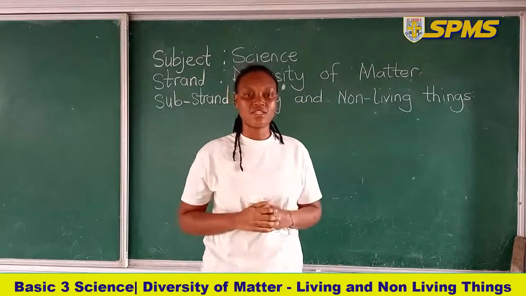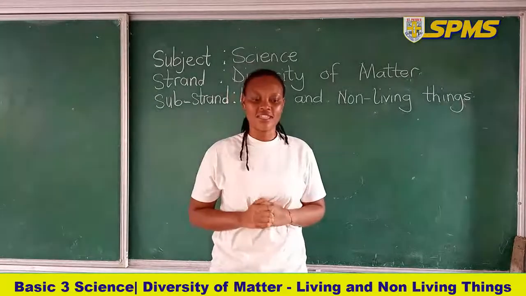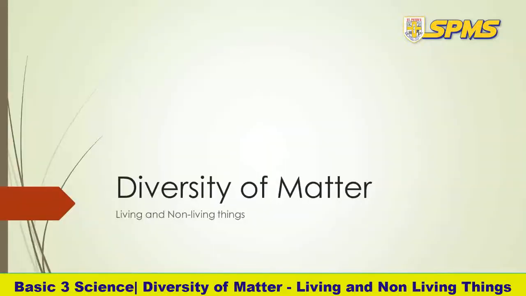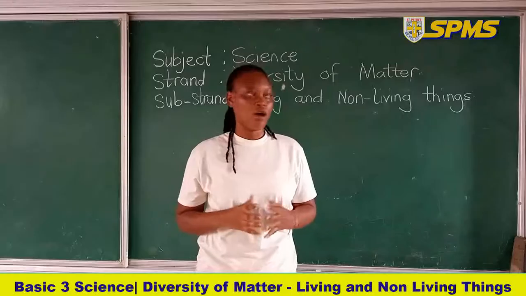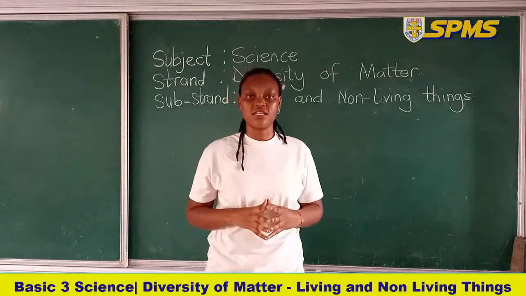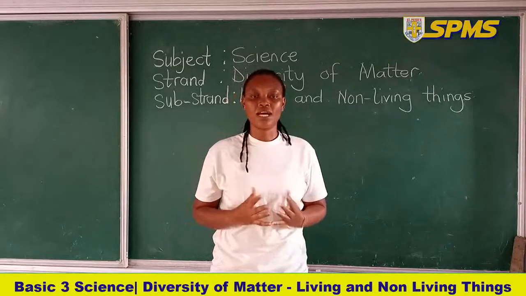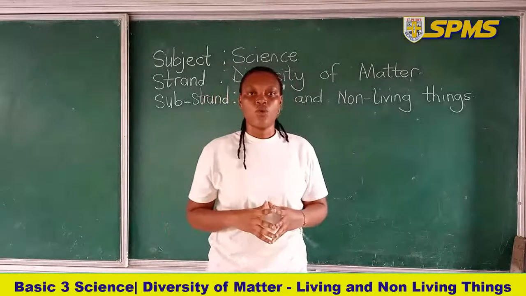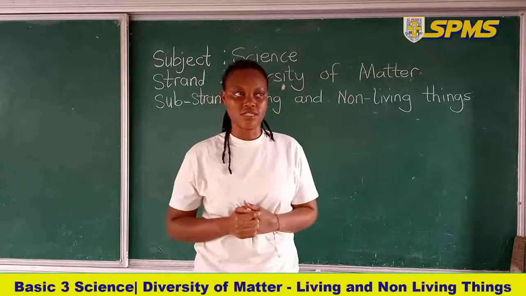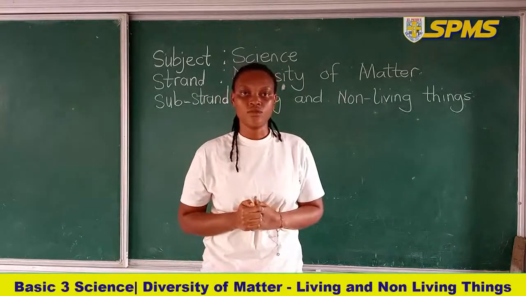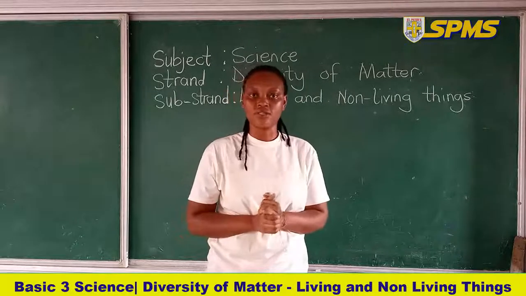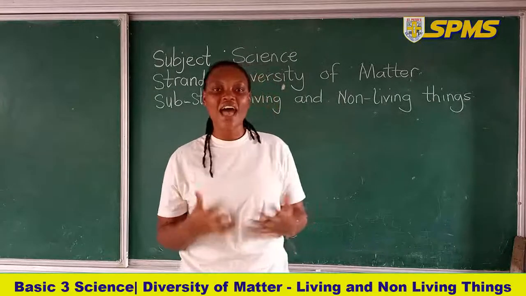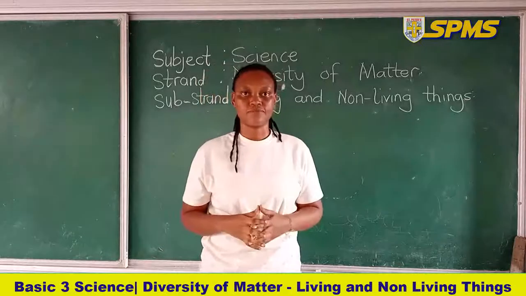This is Basic 3 Science. Today we'll talk about diversity of matter. To be specific, we'll talk about living and non-living things. By the end of today's lesson, you should be able to classify plants and animals with their life processes. So we talk about plants and animals, and then we'll look at their life processes.